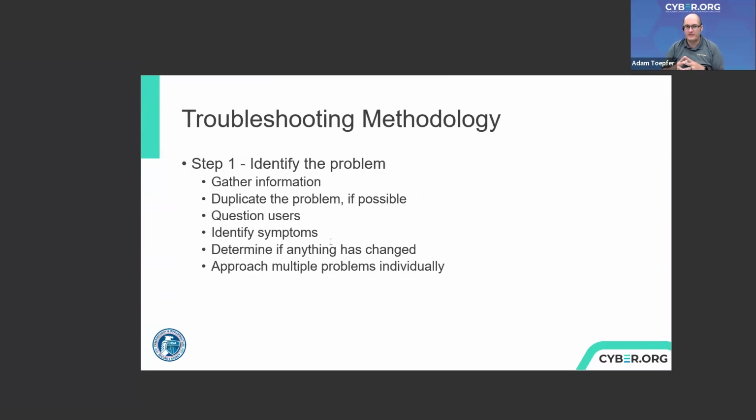So step 1 is identify the problem. This is when you start gathering your information. If you can, you try to duplicate the problem, which sometimes is the hardest part. You question the users, the people who are using the item on a day-to-day basis, and you identify whatever symptoms come from it. Determine what has changed. This is like your detective phase, right?